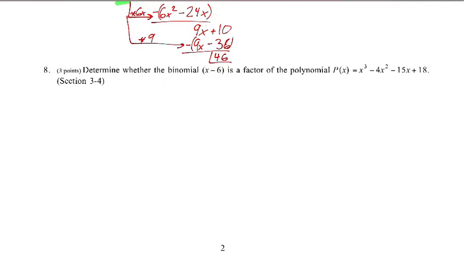Number 8 says determine whether the binomial x minus 6 is a factor of the polynomial x to the third minus 4x squared minus 15x plus 18. There are two methods of doing this. I don't care which one you do. They're, I'd say, almost equally as quick as each other.